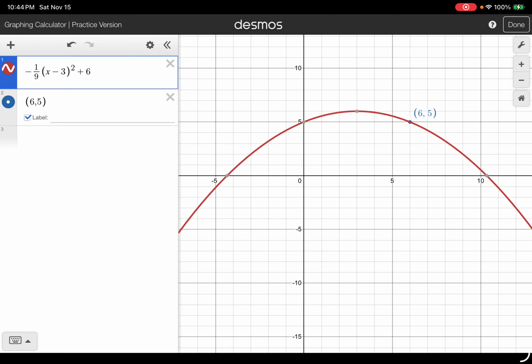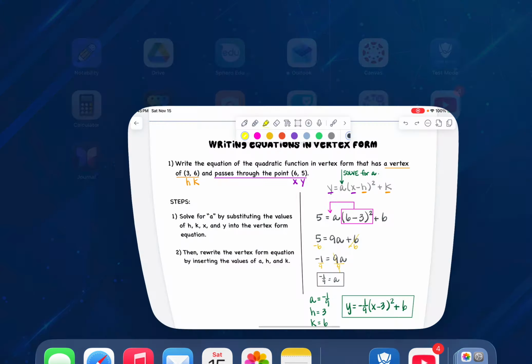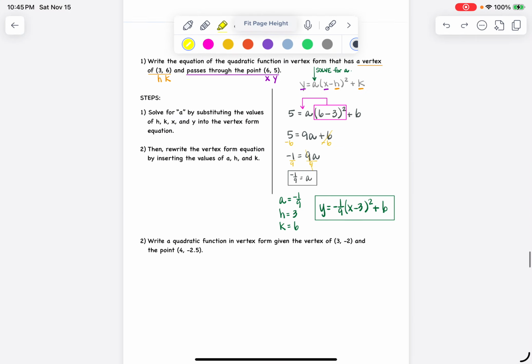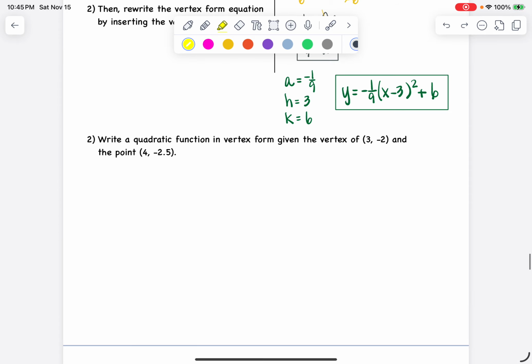So of course my equation is correct because it has a vertex of 3, 6, and it is passing through the point 6, 5. So I am 100% sure that I have the correct vertex form of the quadratic in this case. Okay, super quick and easy. That took me like 5 seconds to type that in and check it. So totally worth it because that's a lot of steps. All right, let's try all of that again one more time.